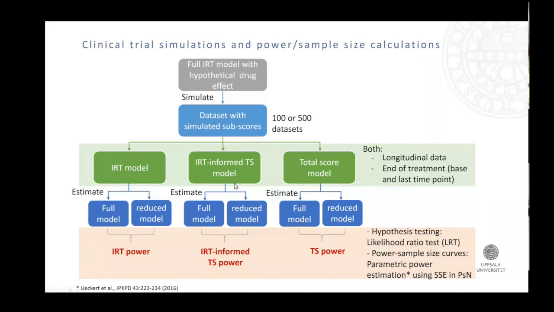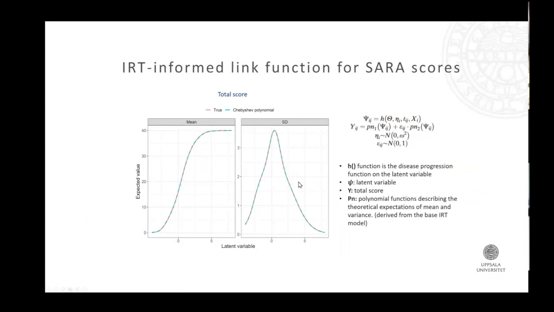The middle point here is an IRT-informed total score model. Just to detail that a bit, there is a true relationship between the expected value of a total score and the latent variable value. And we can approximate that true relationship with a polynomial to an arbitrary degree of preciseness. As you can see here, these are overlapping, so it's a very precise approximation. Same thing for the standard deviation. The expectation is that the standard deviation is typically low at the edges of the scale, and that allows us now to actually model disease progression at the latent variable level, even if we only have total score data.